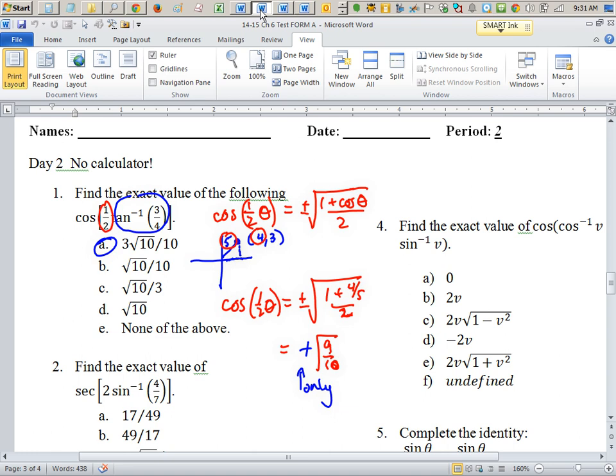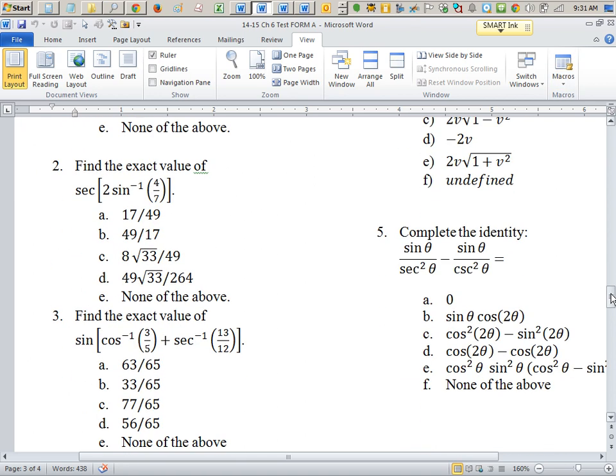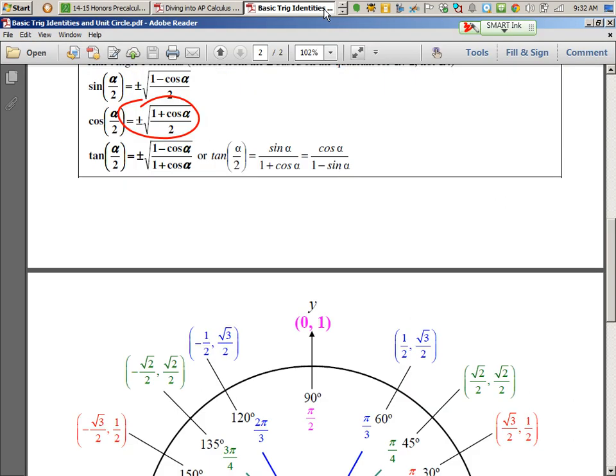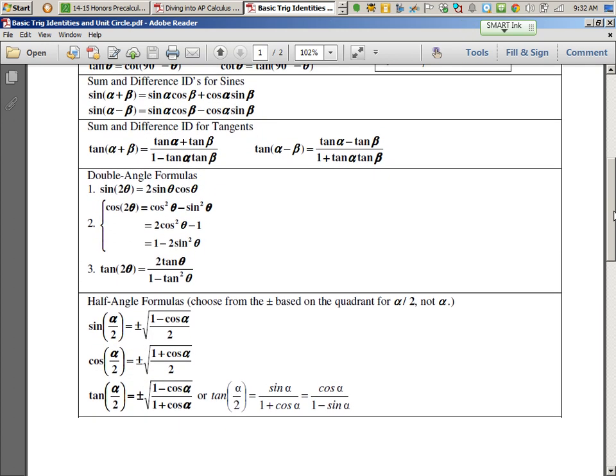Let's go to number 2. So for number 2 on this page, it's the same game, slightly different picture. Let's see here. Secant of 2 times something. See the 2 right there? Let's go to our cheat sheet and see what we got here. Secant of 2 times something. Do I have that? Here are some double angle formulas, but I don't see secant.